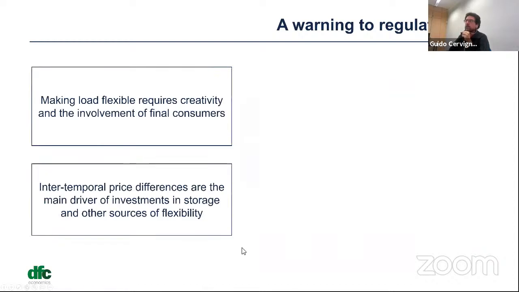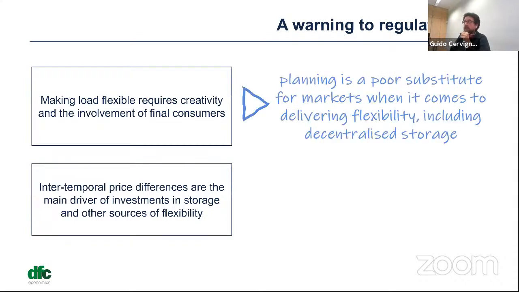Finally, two warnings for regulators. The first one is that making load flexible, I mean extracting real consumer side flexibility, which is a substitute for storage and capacity, requires interacting with final consumers and requires being very creative, because it requires handling the consumer's equipment. The warning here for regulators is to be aware that planning is a very poor substitute for markets when it comes to delivering creative solutions. The solutions you need to extract flexibility from consumers are creative and decentralized solutions. So don't think that planning can be as good as markets in that area.